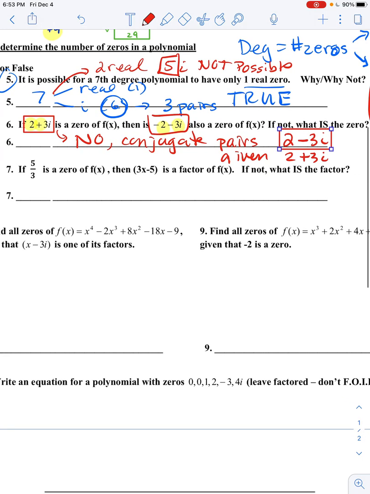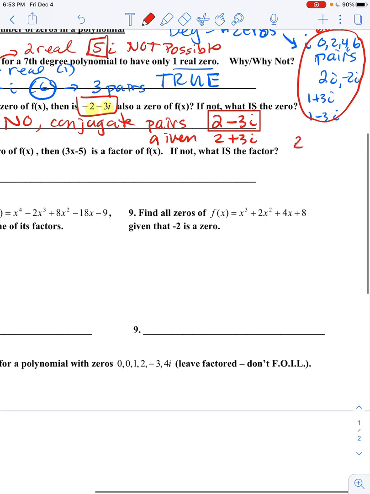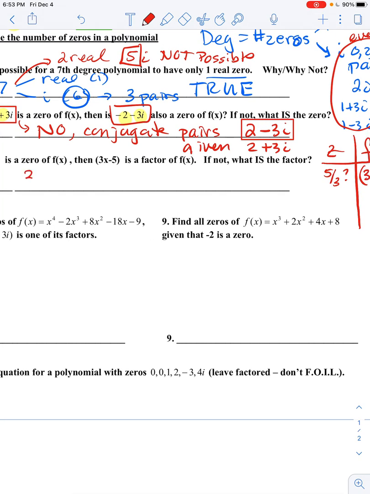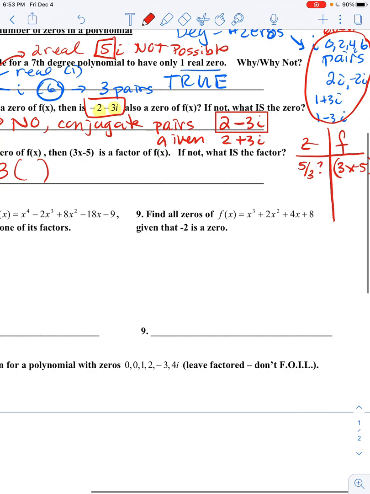In 7, it's saying if 5/3 is a zero, is 3x minus 5 a factor? Well, that goes back to these little zero factor tables I've been making since the beginning. So they're basically saying if this is your factor, is this a zero? Does that work? Well, the only way to know is to plug it in. So when you have a 3 and you plug in 5/3, and then subtract 5, does that equal 0?